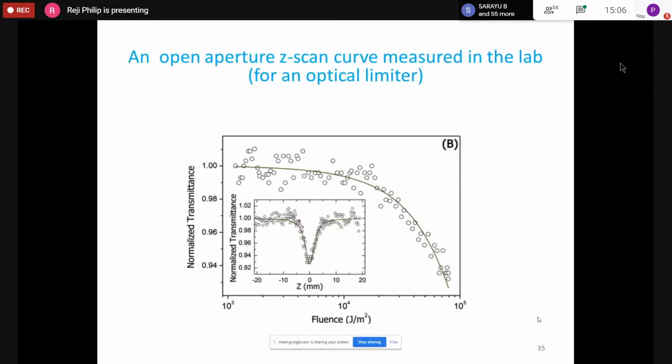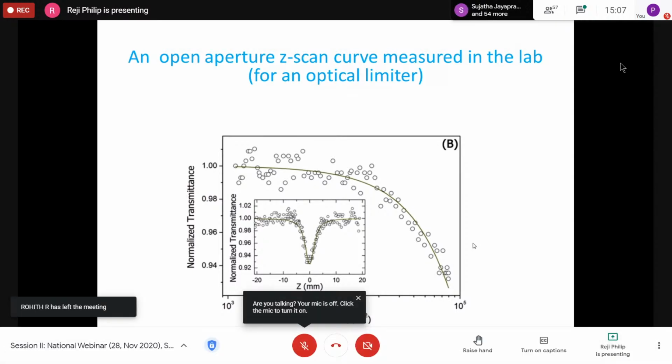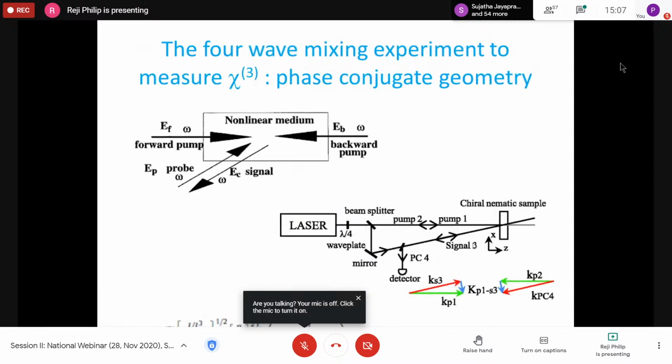And this is how an open aperture C-scan curve will look. You can see this is the focal point, and the normalized transmittance of your sample is a minimum there. Away from the focal point, it is linear, it's normal. What you see here are the experimental data points. This is an actual measurement in my lab. And here you can see the numerical fit. There's an equation which governs this process, and you can do that fit here, and from that fit, it is possible for us to find out the nonlinear absorption coefficient.